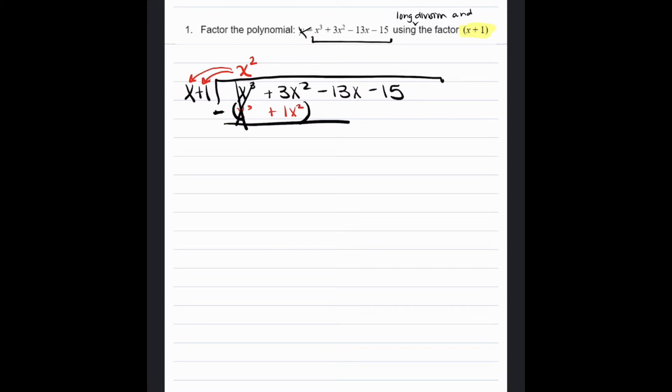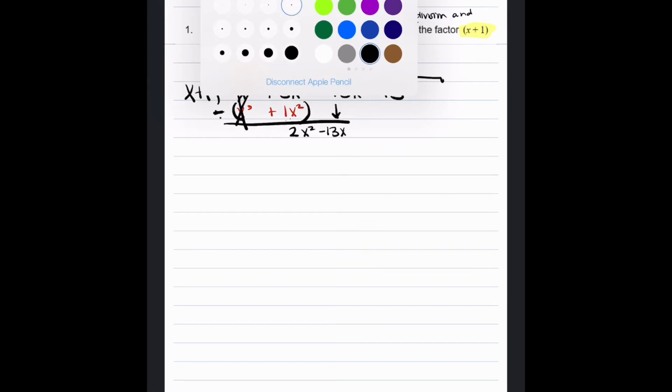Then I have 3x squared minus positive 1x squared. So 3 minus 1 is 2, and I just bring down that x squared. Then I'm going to bring down my next term, not all of them, just the next one. So minus 13x.